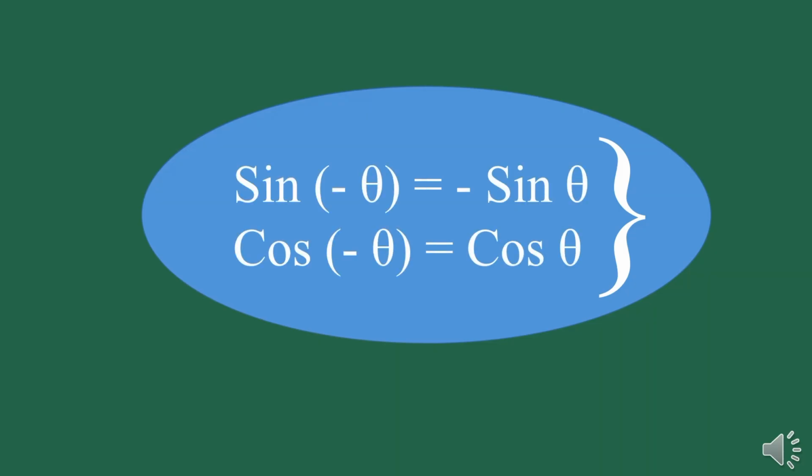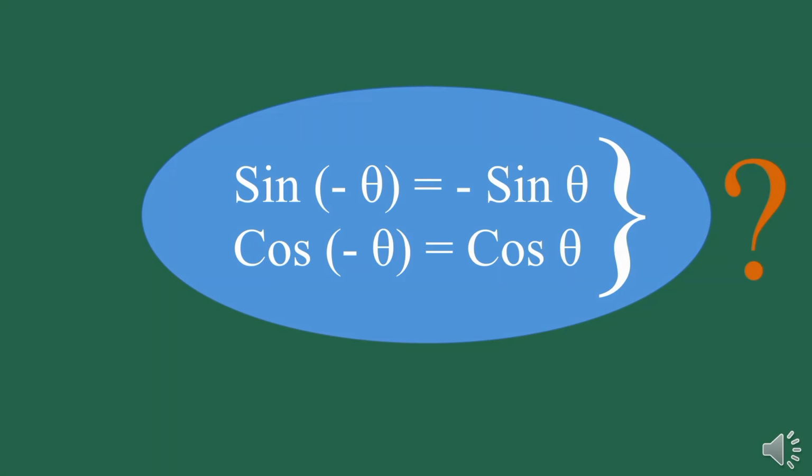Hello everyone. Today we are going to learn about a fundamental concept of mathematics, and it's this: sine of minus theta equals minus sine theta. Meanwhile, cos of minus theta is simply cos theta. Let me explain why this happens.